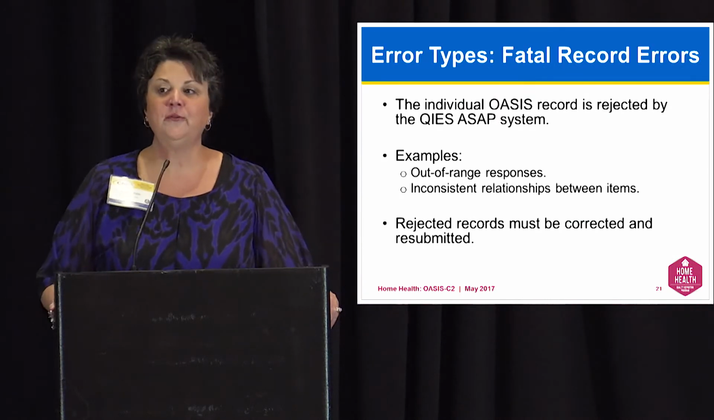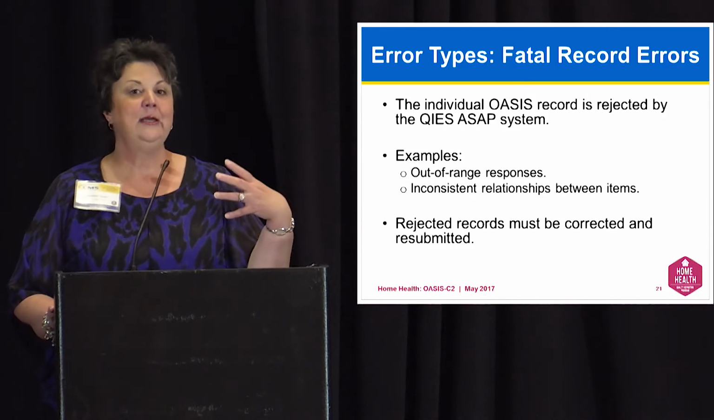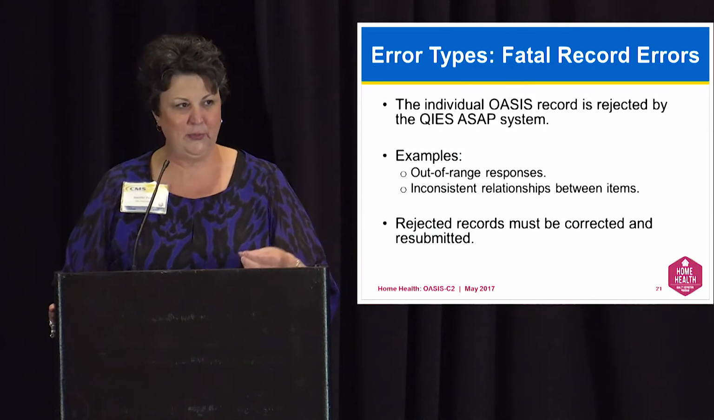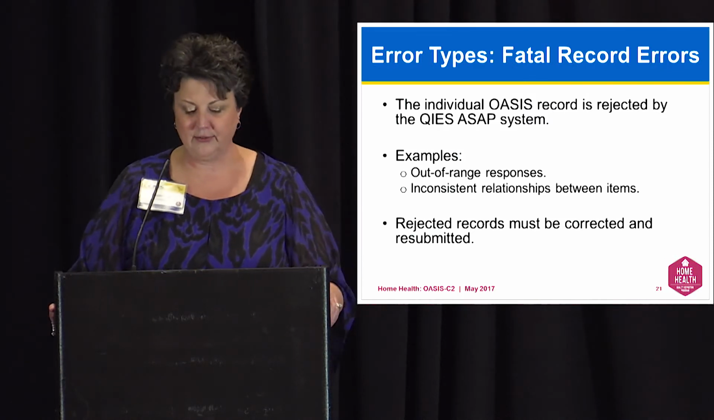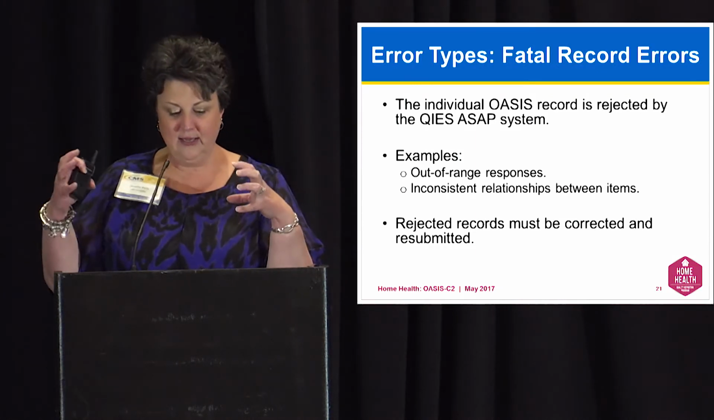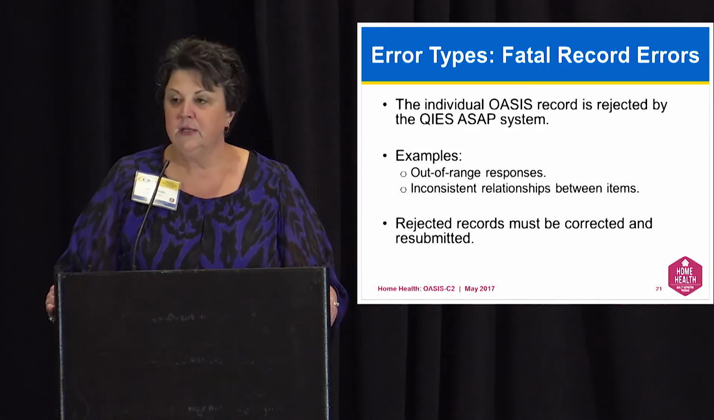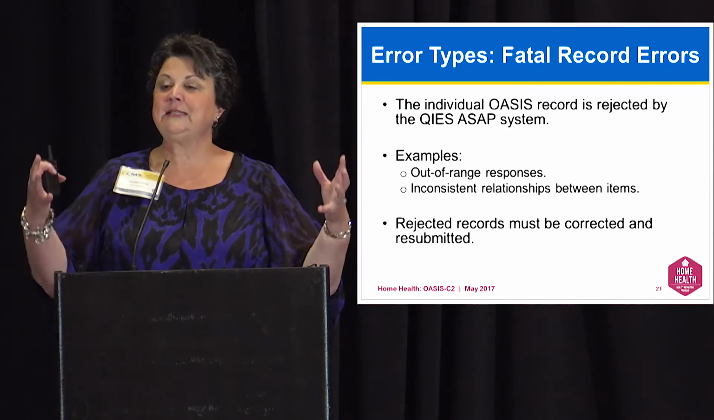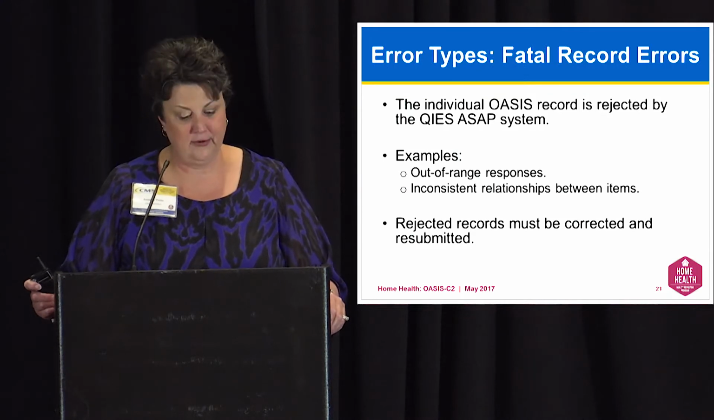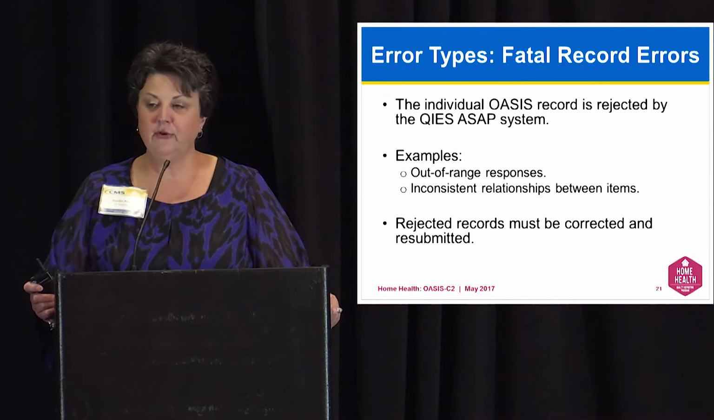So if the whole file goes through, now that big envelope has made it to the other department, and they begin to look at all of the stuff inside that big manila envelope, or inside that file of OASIS records. So again, it's looking at outside structure, the file's okay, it made it through, now let's look at the individual records that are there. Individual records within an accepted file can also be rejected, and those will be your fatal record errors. These errors include things like out of range responses.